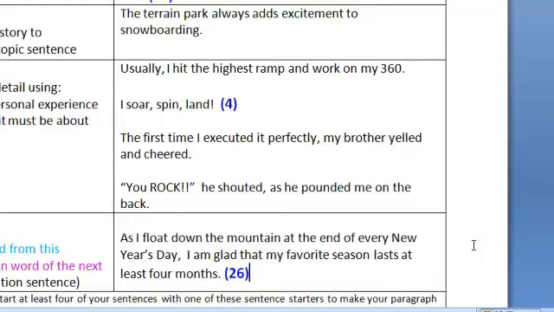The first time I executed it perfectly, my brother yelled and cheered. "You rock!" he shouted as he pounded me on the back. As I float down the mountain at the end of every New Year's Day, I'm glad that my favorite season lasts at least 4 months.